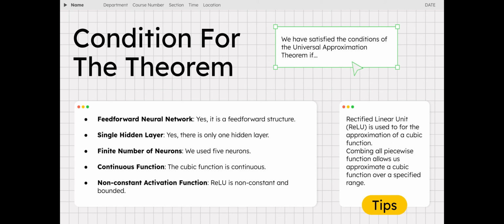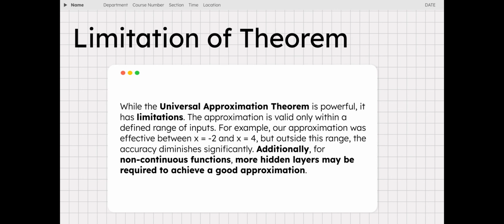The limitation of the theorem is that the approximation is only valid within a defined range of inputs. For example, our approximation was effective between x equals -2 and x equals 4, but outside that range, the accuracy diminishes significantly. Meaning if we don't have a designated range, or if we go beyond that range, our predictions and accuracy will be affected.